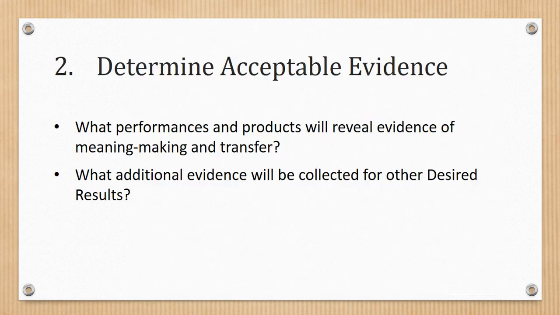Next is determining acceptable evidence. So that's the assessment phase. And it talks about what performances and products will reveal evidence of meaning making and transfer. So these might be more active types of assessment. They might involve group projects or collaboration.